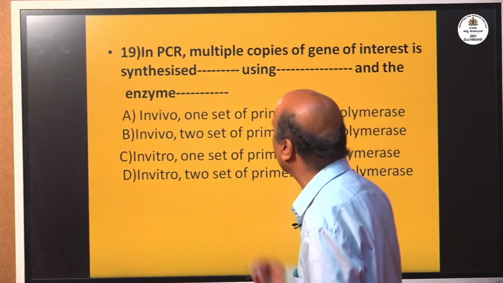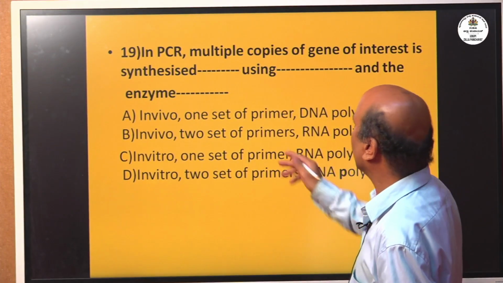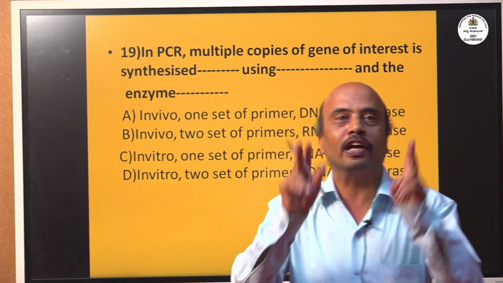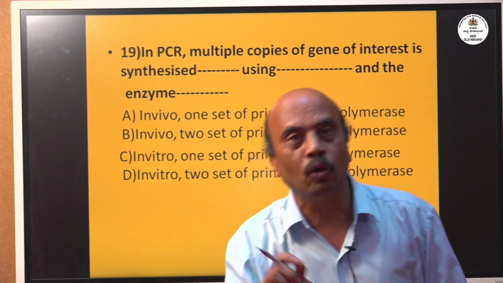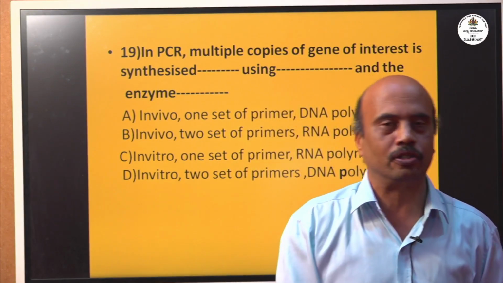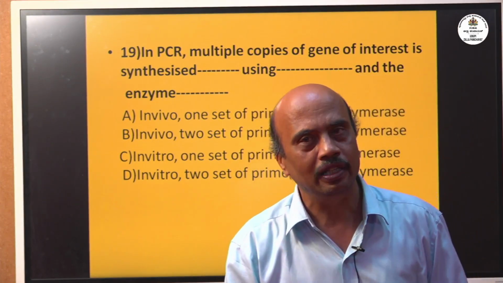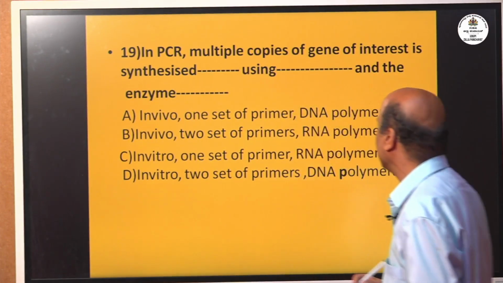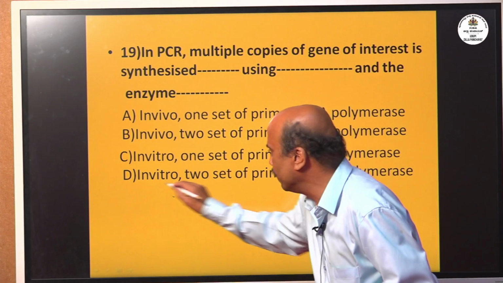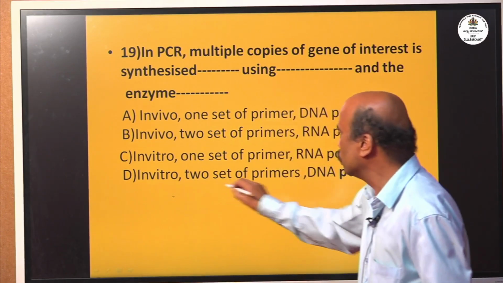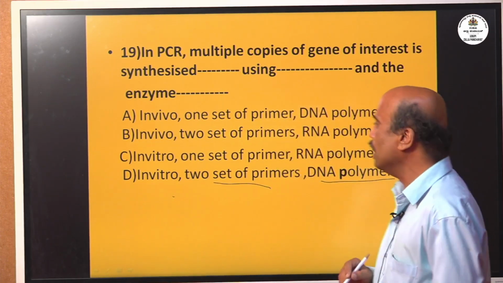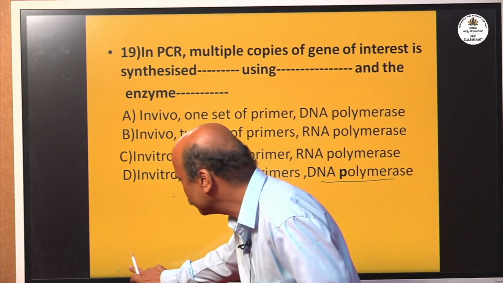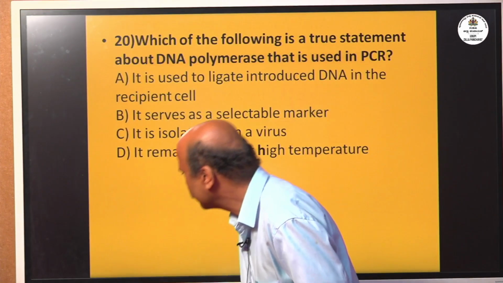So it is synthesized in vitro using two sets of primers. We require two sets of short oligonucleotide primers. So two primers are required, and the enzyme DNA polymerase. So in vitro, two sets of primers, and DNA polymerase is the answer. So option D. Next question.